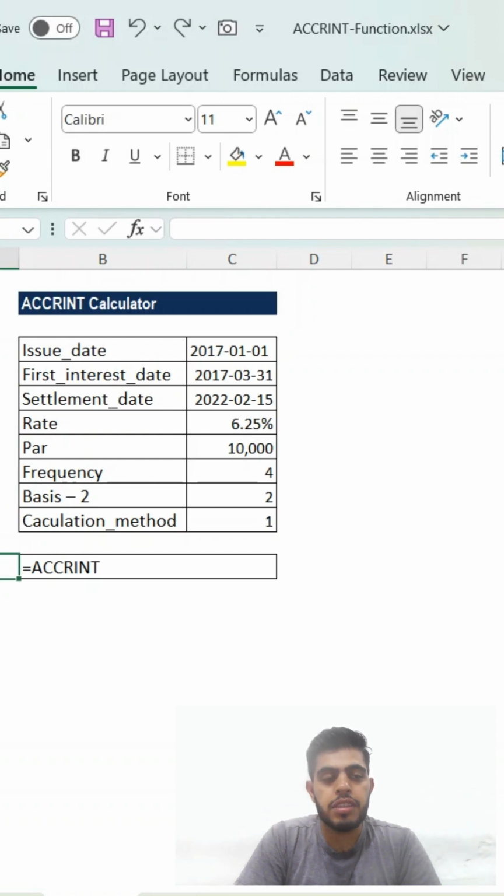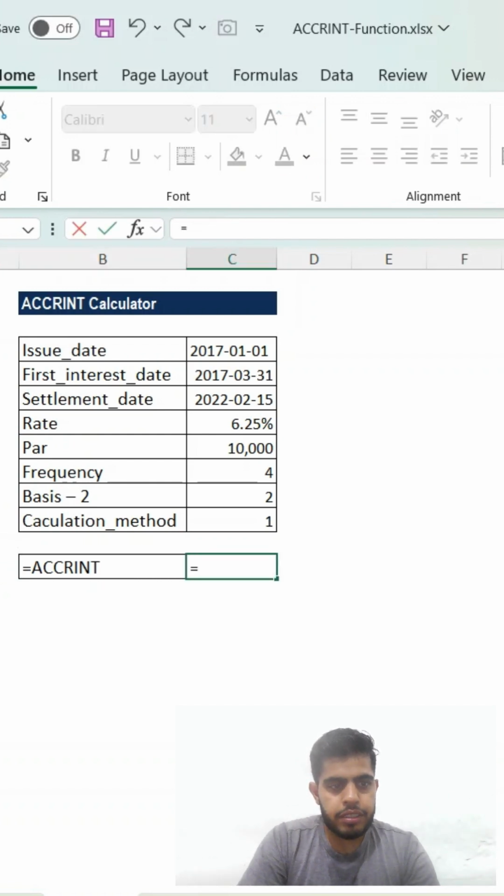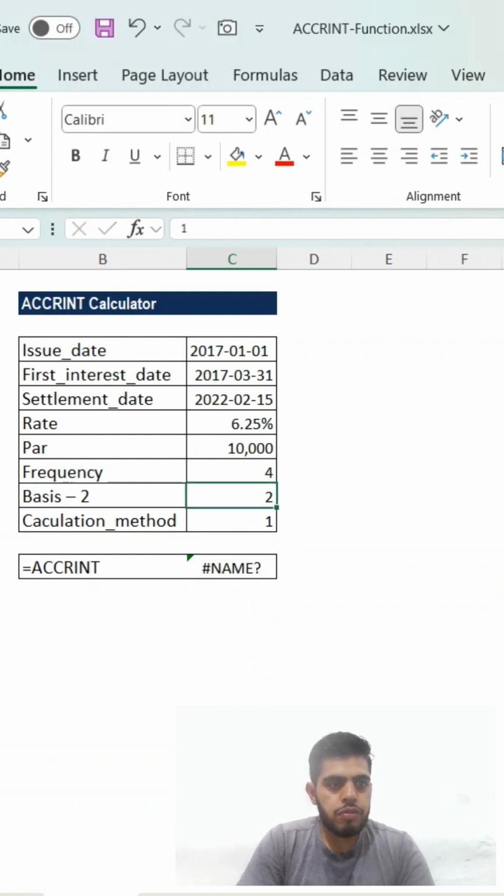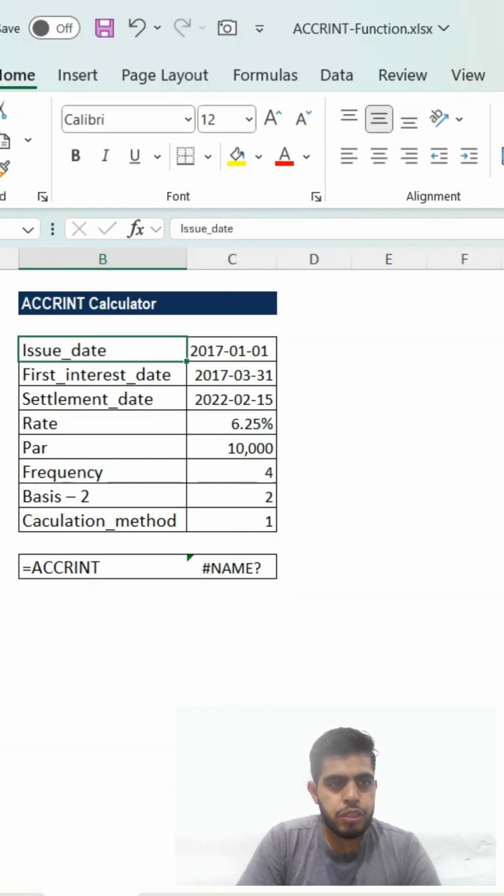We are going to start with the Accrint formula. So let's start, guys. First we'll see the description of this formula. Basically it says it returns the accrued interest for a security that pays periodic interest. So basically we can leverage this formula to compute the interest amount, and we can get the particular amount.